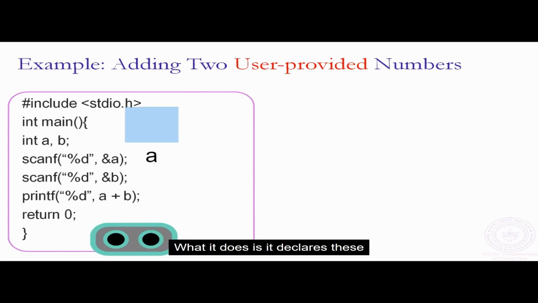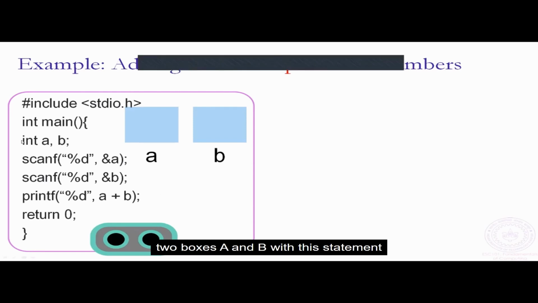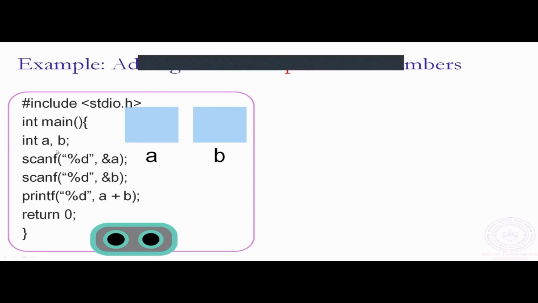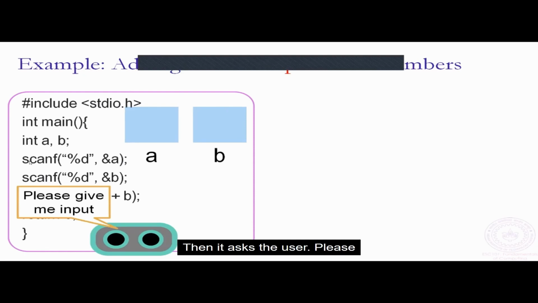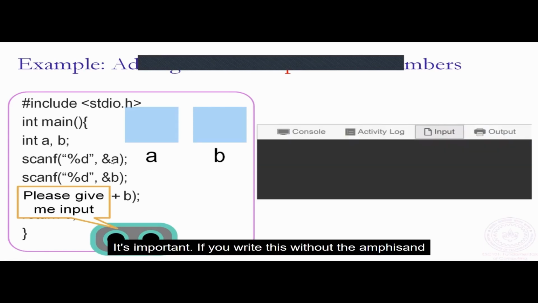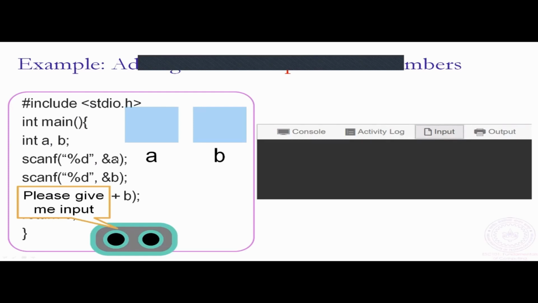What it does is it declares these two boxes A and B with this statement int A comma B. Then it asks the user, please give me an input that looks like an integer. I will put it in the box A. Now this ampersand that I have before A is important. If you write this without the ampersand, you will get an error. Well, actually, you won't get an error, you'll get a garbage value.